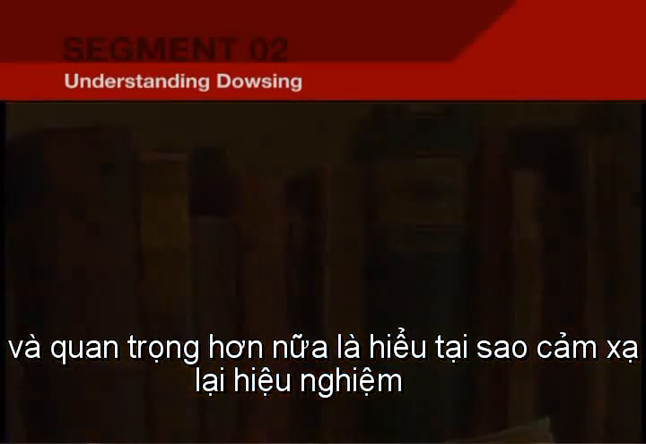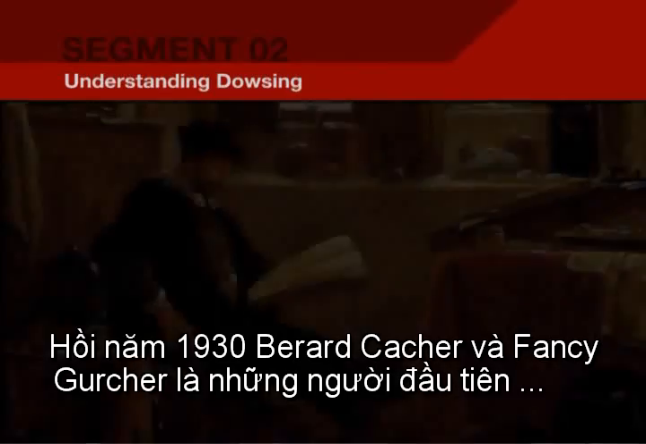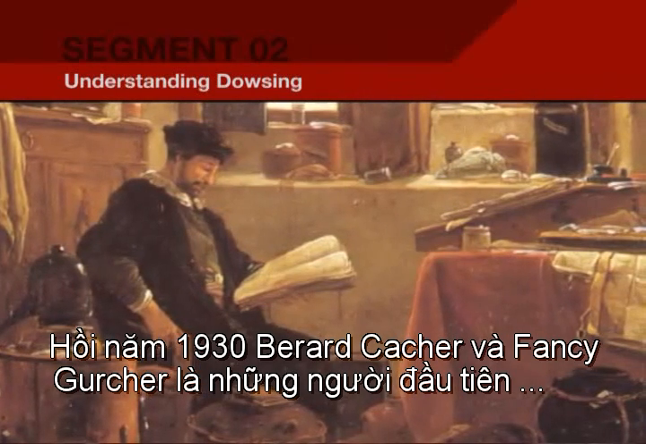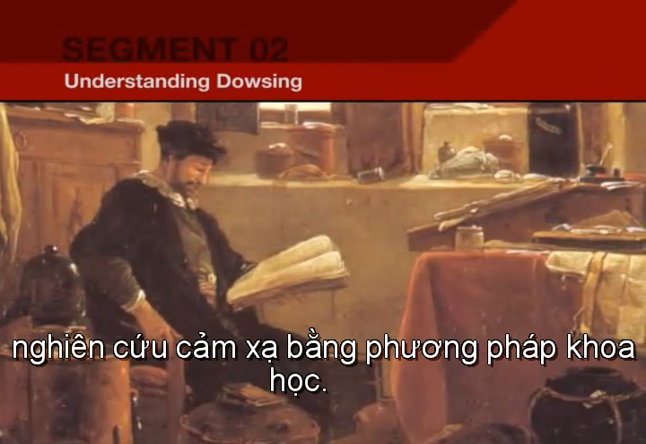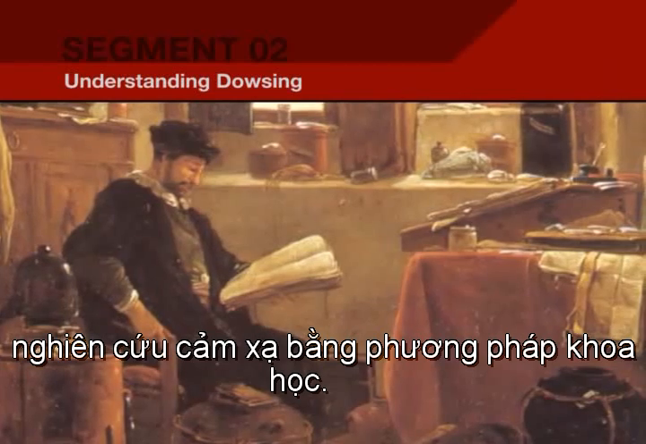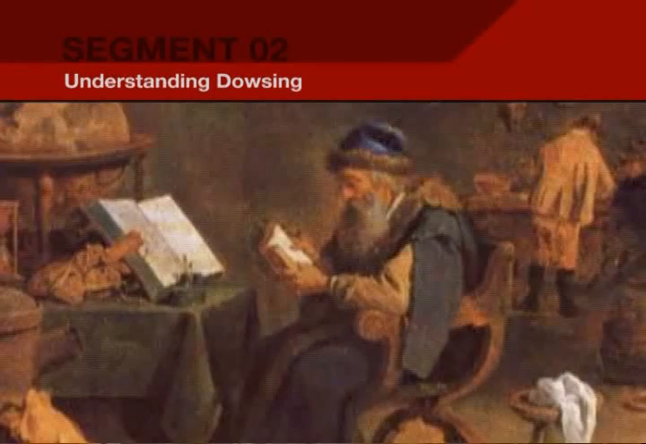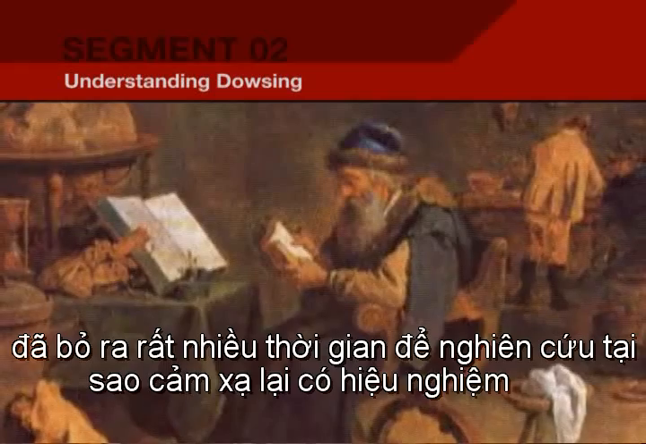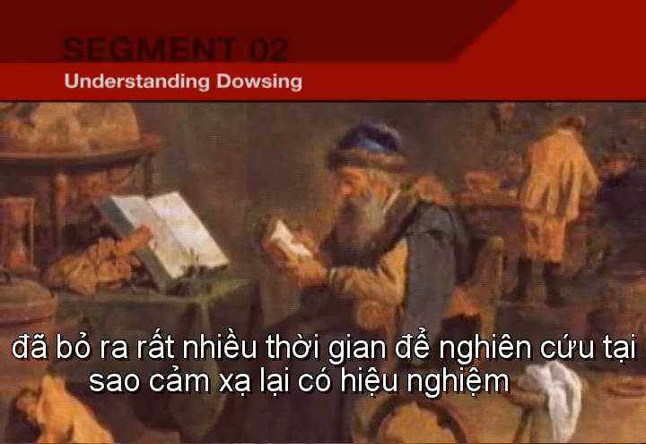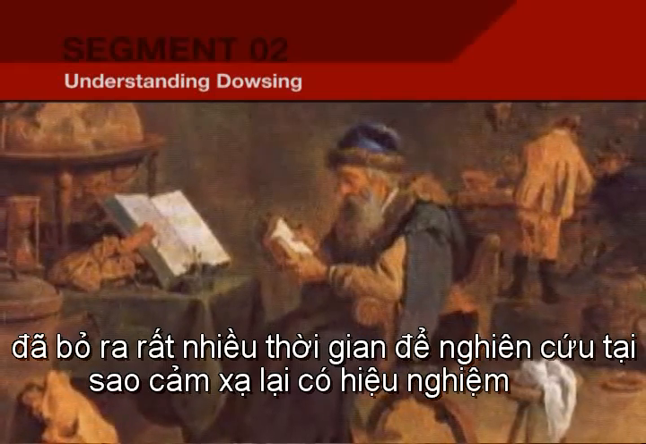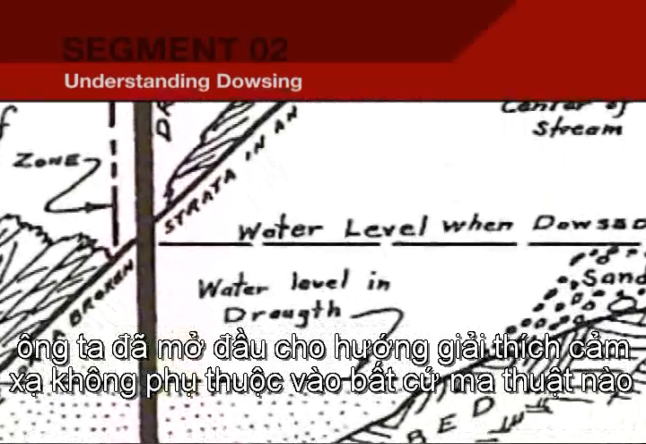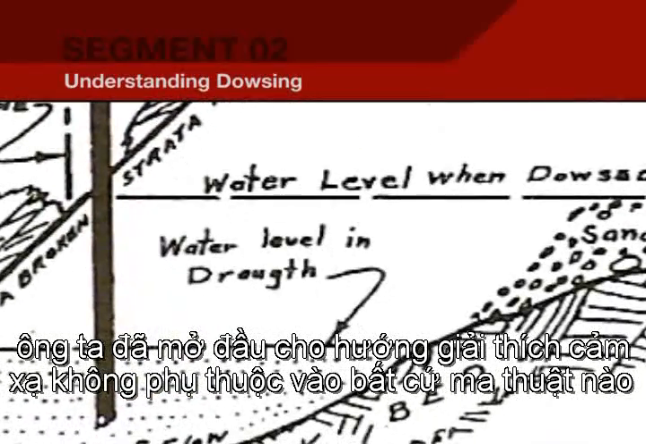In 1630, Bernard Cassius and Athanasius Kircher were some of the first to attempt to study dowsing from a more rigorous scientific perspective. Kircher, after refusing to accept a magical interpretation of dowsing, spent much time trying to understand the mechanism by which the process worked. Though he ultimately failed, he paved the way for later efforts to examine dowsing separate from any magical theories.